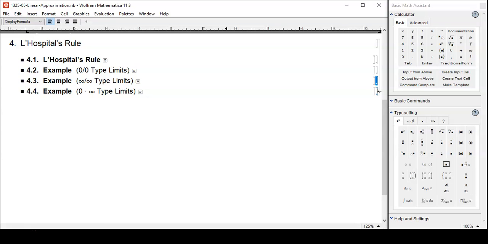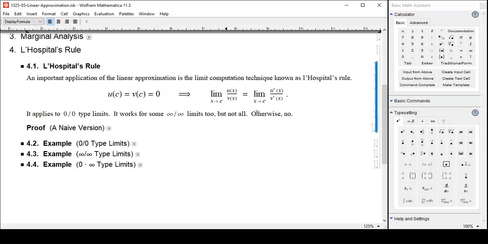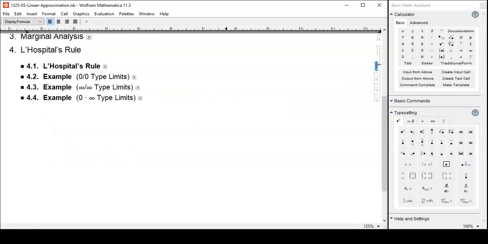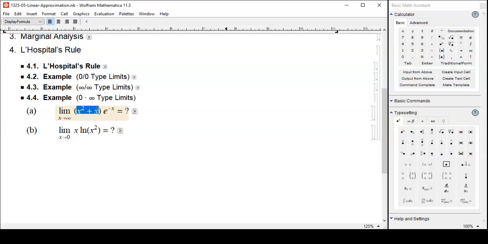Okay, all right. L'Hopital's rule works for fractions only. Either 0 over 0 type, which is standard, or, in some cases, infinity over infinity types. But what if you have 0 times infinity type limit? Well, if you plug in infinity, that's infinity. And here, this is e to the negative infinity, so it's 0. So this is 0 times infinity type limit.